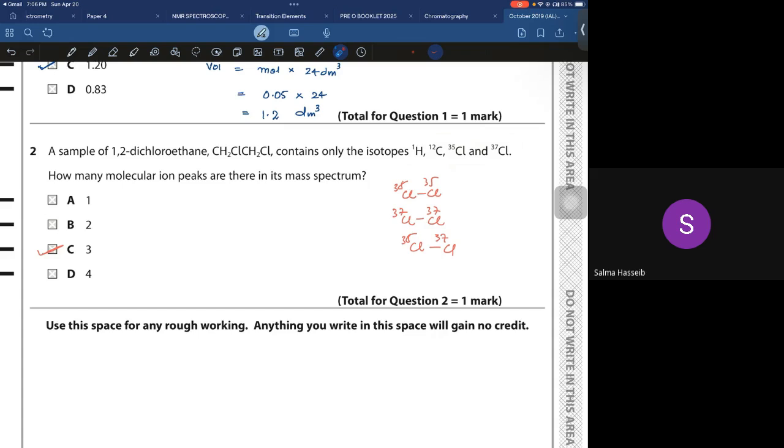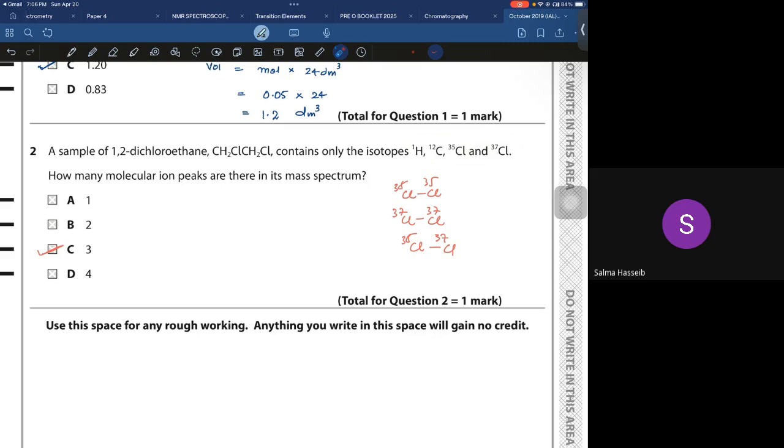For hydrogen, why is there no peak? We are going to make possibilities whenever there is more than one isotope. In this question, they have given you only the two isotopes of chlorine. For carbon and hydrogen, they haven't given any isotopes. So we are not going to consider the peaks of hydrogen and carbon. We can only consider the peaks of those elements which have isotopes. So that's why the answer is C.